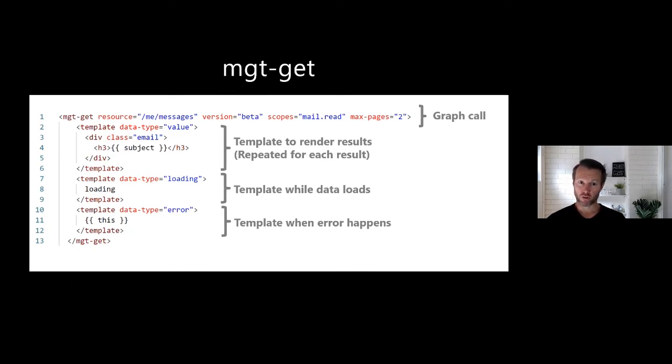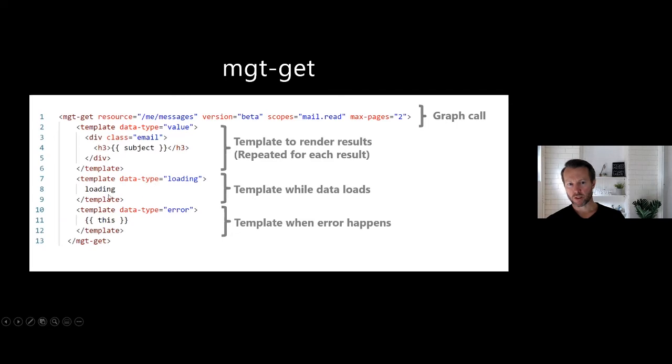We need to specify, first of all, that resource to go and query, and then when the results come back, we need to specify how we are going to display this. And that's what this template data type value does. I'll quickly touch on it. There's 3 different templates here: template data type value, and then 2 more, template data type loading and template data type error.